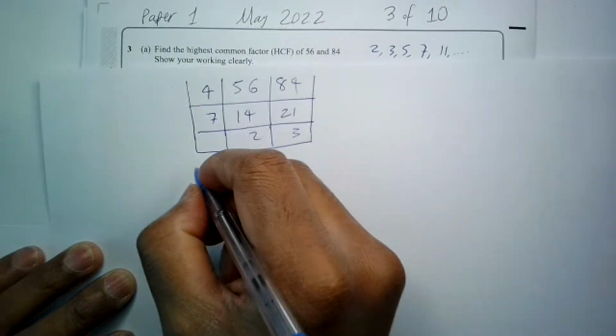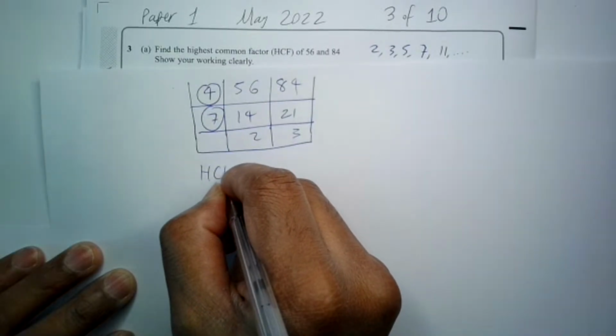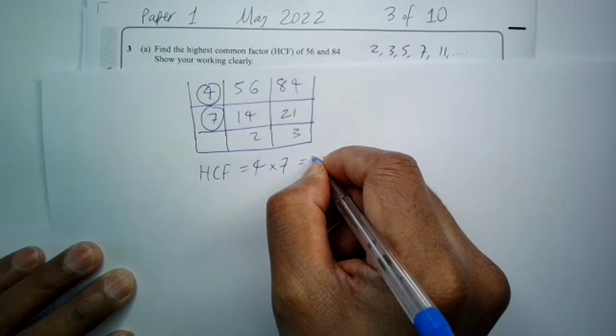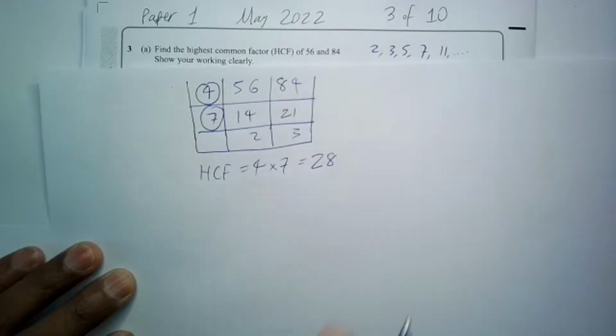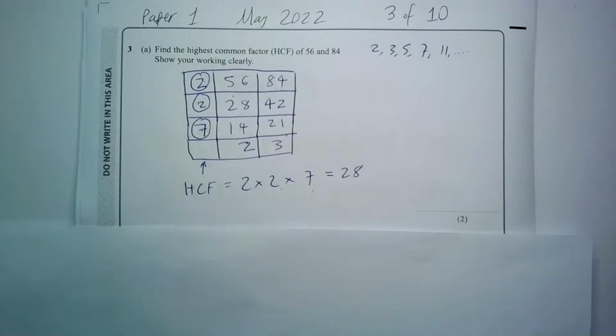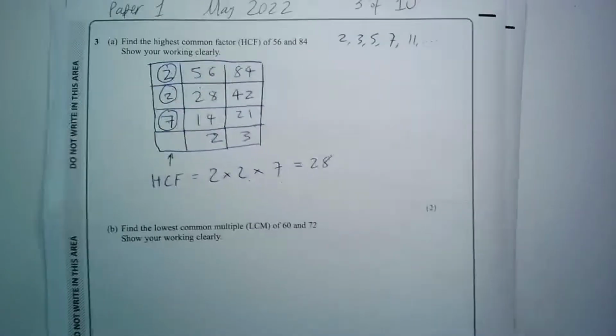And you can see that the answer will still be the same. HCF is 4 times 7, which is still 28. So you can do this slightly differently and still get the same answer. So in case you did do something different, that's okay. Let's go to part B now.